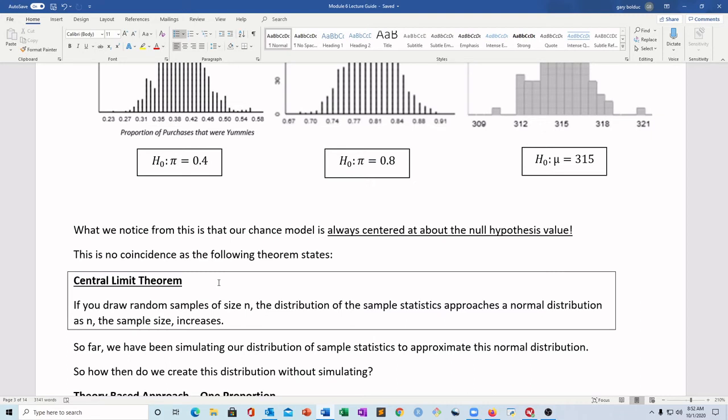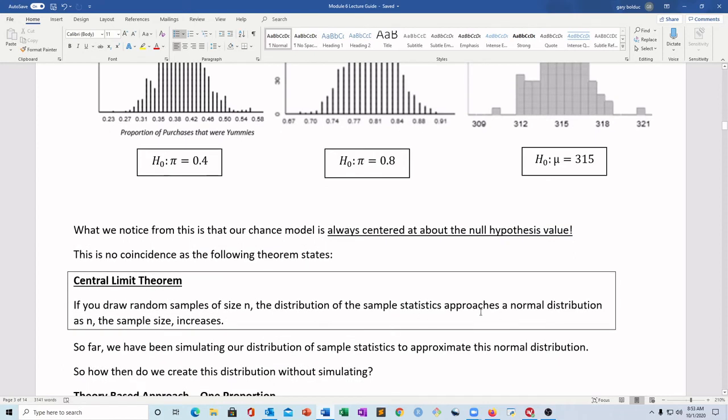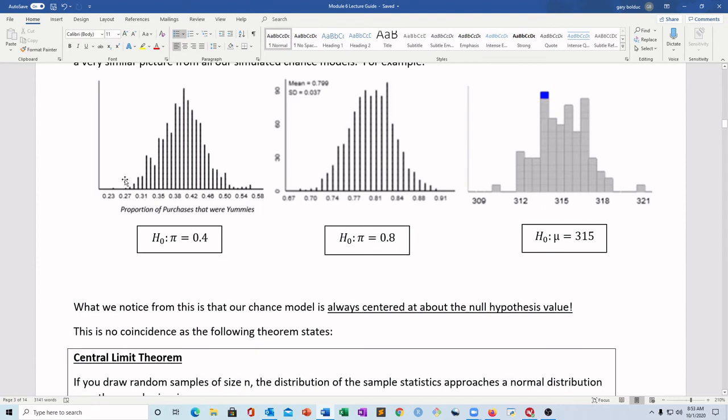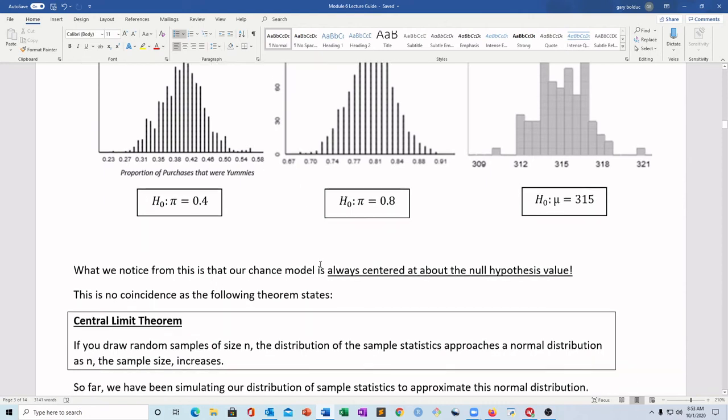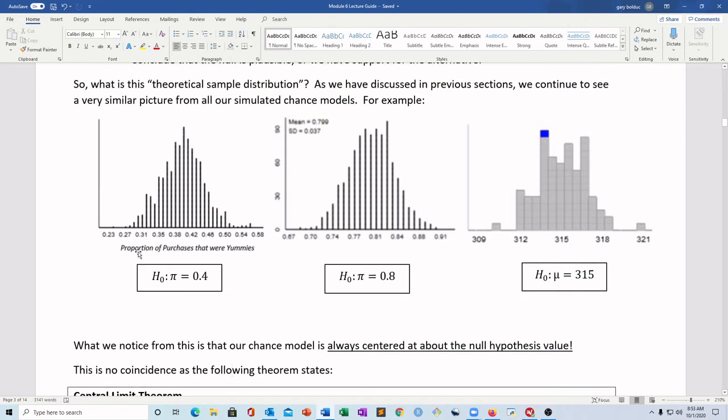10, 20, 35, whatever it is, but I'm going to call it n here. The distribution of the sample statistics, aka our picture, approaches a normal distribution. Normal was that perfect picture, right? So see how this isn't perfectly normal, right? It's not this perfect curve. But the central limit theorem says, well, if you keep increasing the sample size, n, you keep taking a bigger sample, then this picture will get closer and closer and closer to being this perfect curve.